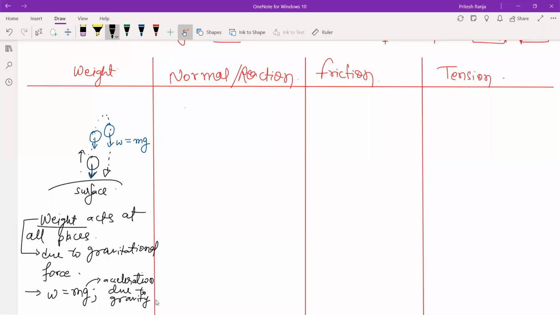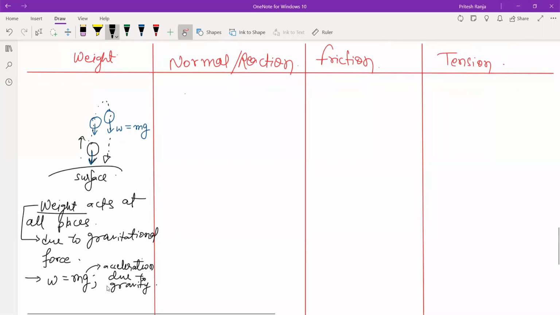अर्थ के ग्रेविटेशनल पुल के वजह से whatever acceleration is acting on the object we call that as acceleration due to gravity. और g का वैल्यू क्या हो गया? You can take it as 9.8 and approximately 10 also. What is the direction of this weight? Direction is vertically downwards. So one force we have completed.